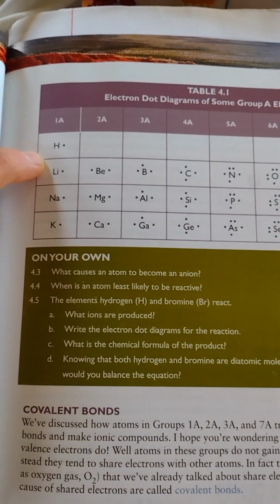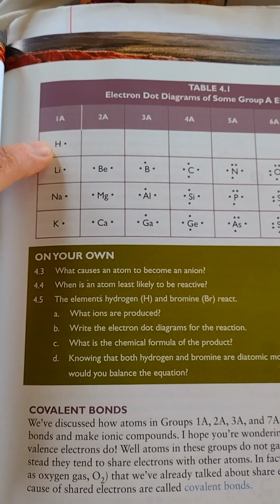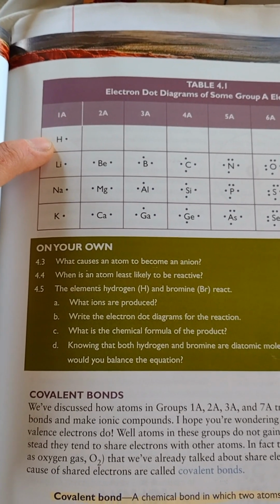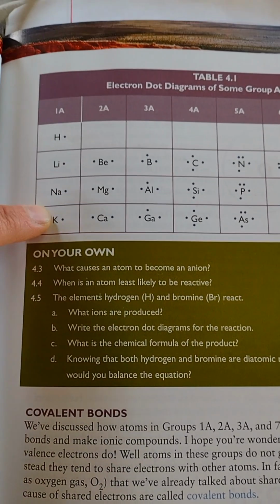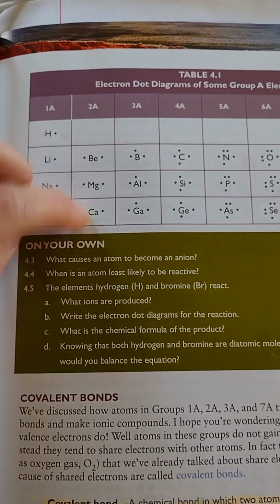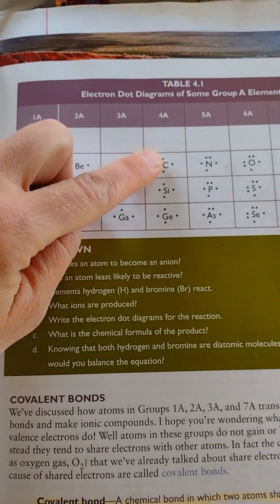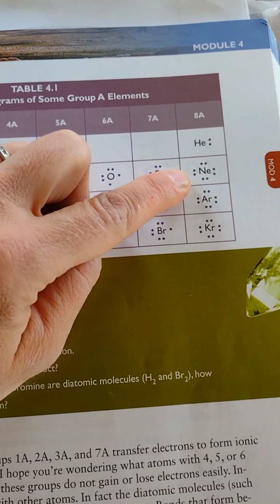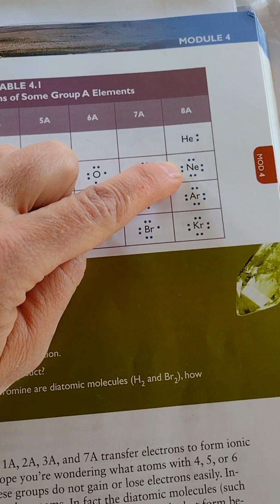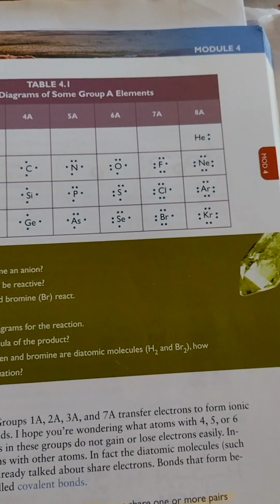Your book has this nice table to show you how to draw the electron dot diagrams for different elements. Whenever they have 1 valence electron, that's how you're going to draw it. 2 valence electrons, 3 valence electrons, 4, and then you're going to start matching them up in pairs. These are the noble gases, so they'll have 8 around them in pairs.